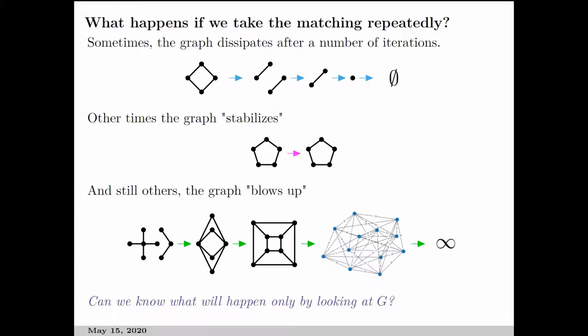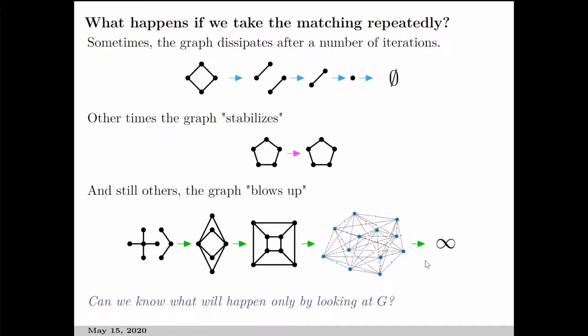One natural question we can ask is what happens if we take the matching over and over? Well, there are a few different possibilities. First, the graph could dissipate. This means that at some point down the line, we get the empty set. It is also possible for the graph to stabilize, where we continue getting the same result out of the operation. Finally, it is possible for the graph to blow up. As we continue taking the matching, the number of edges and vertices in the graph grows without bound.